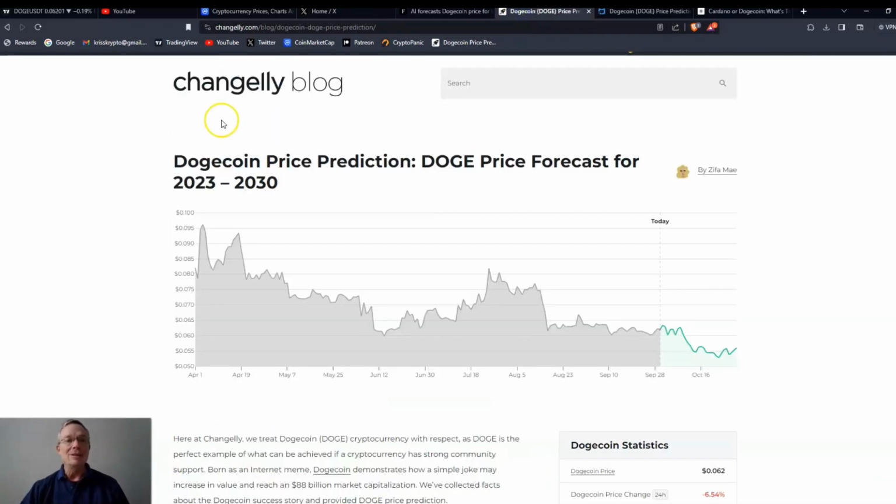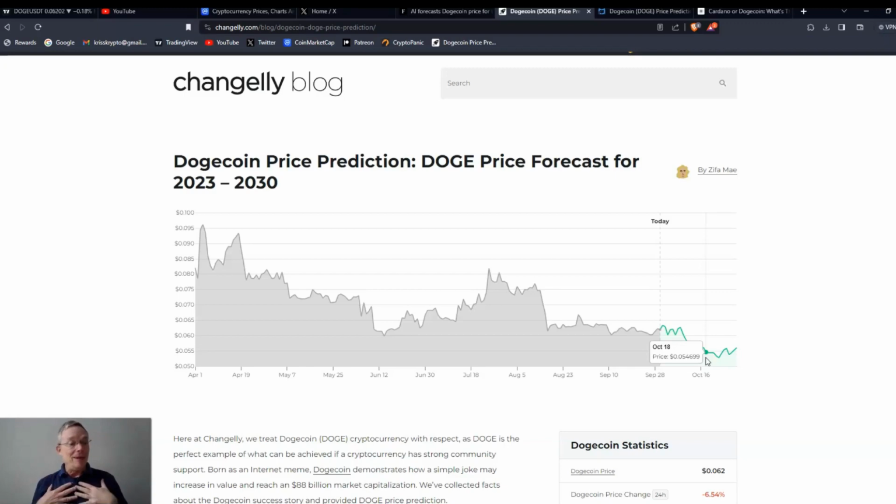And we had looked at this Changelly site before. I've shown this before in videos and live streams. And in the short term in October, they're predicting a couple little dips, particularly in the middle of October, where Doge could drop down to 5.5 cents. So we're keeping a little cash on the side, just in case that happens, to be able to buy some Doge on a bigger dip.